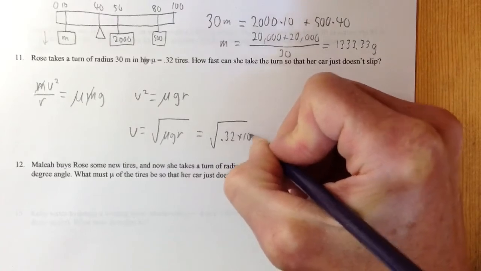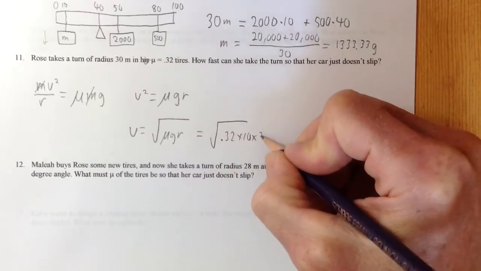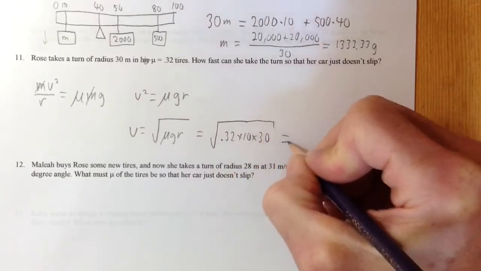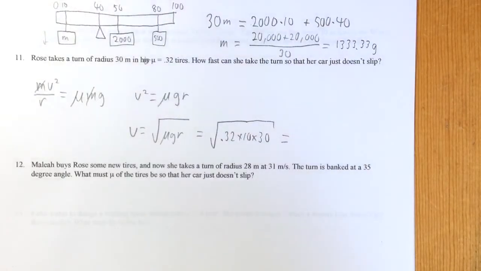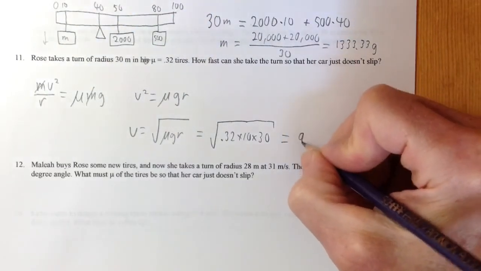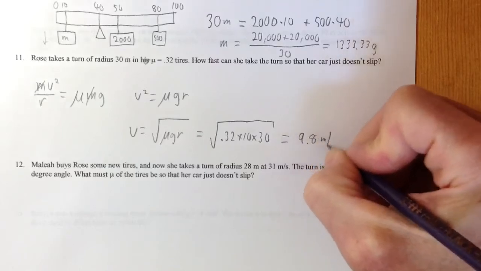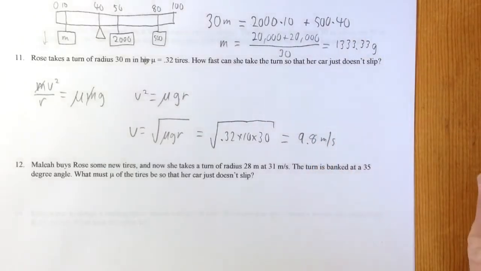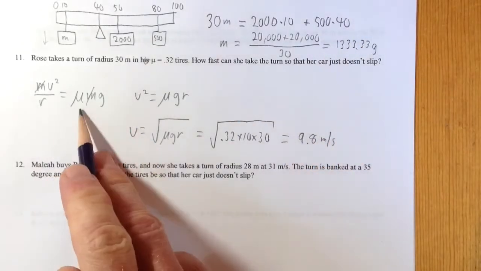0.32 times 10 times the radius of 30. So 0.32 times 10 times 30, square root. I get 9.8 meters per second. Okay, so again, centripetal force is supplied by friction.